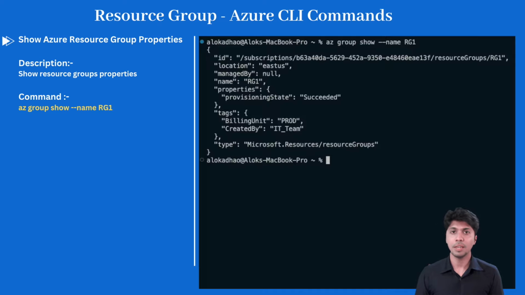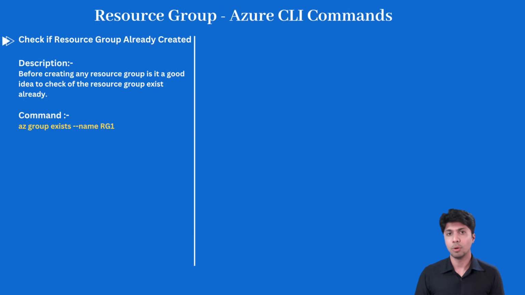Next is check if the resource group exists. It is a good practice to first check if the resource group exists in a subscription. This command is very handy when you wish to update a resource group. You need to check first if it is present. Same is for deleting a resource group. As we need to delete, we first need to make sure it exists.